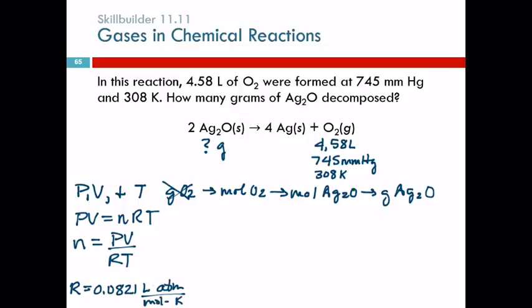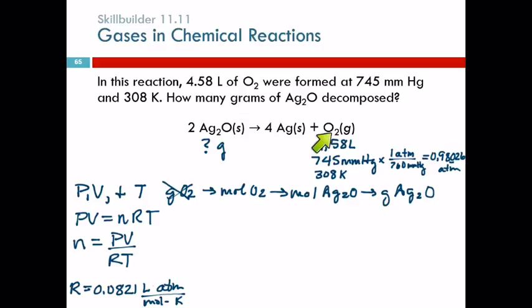So the units on R tell us the units that we need for our pressure, volume, and temperature. The only one that's not good is the pressure. We need to convert this to atmospheres. So I'm just going to do that right up here. 1 atmosphere per 760 millimeters of mercury. So 745 divided by 760 is 0.98026 atmospheres.